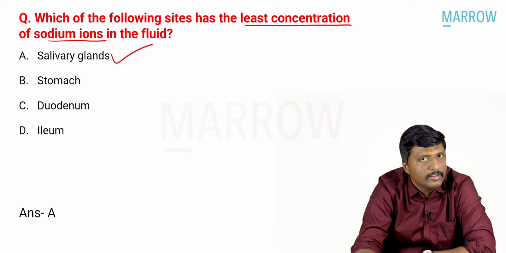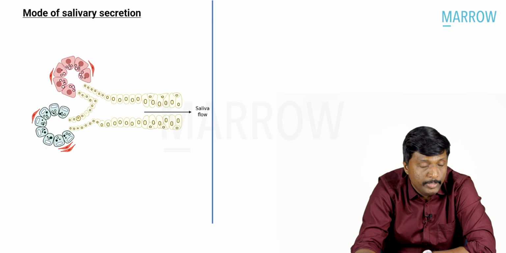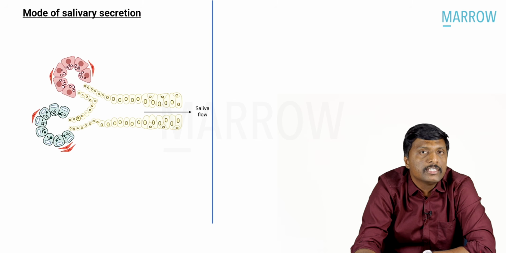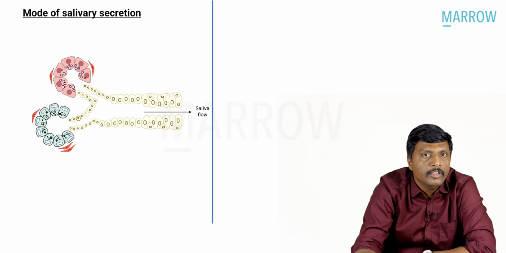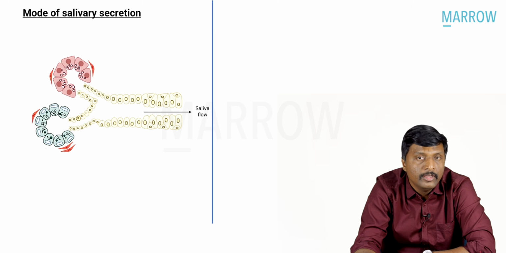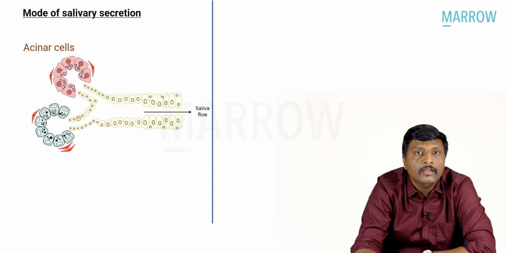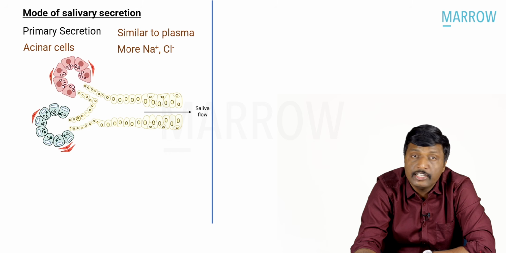Why, sir? Let's look here. See, this is a repeat topic. There was previously one question asked from the salivary secretion. So, let's have our concepts clear. For salivary secretion, you need two important things. First is the acinar cells. Whatever secretion from these acinar cells is called the primary secretion.